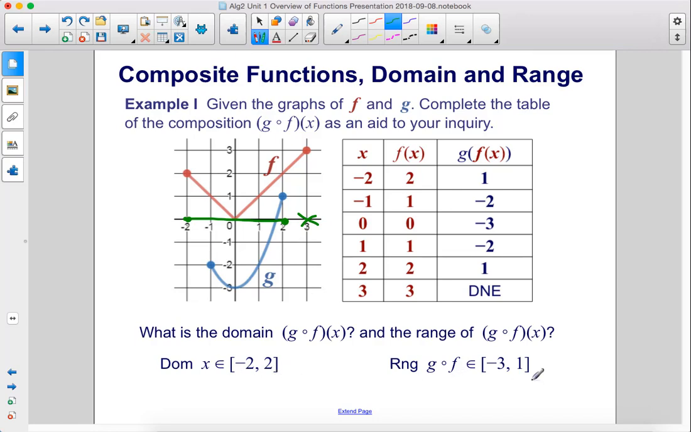The range is going to be from -3 to 1. Those are all the values here, from the least to greatest. So -3 is the least, positive 1 is the greatest value. From here to here, you can see that those are the y values that line up with the graph of g. So yes, our range of g of f is going to be -3 to 1.